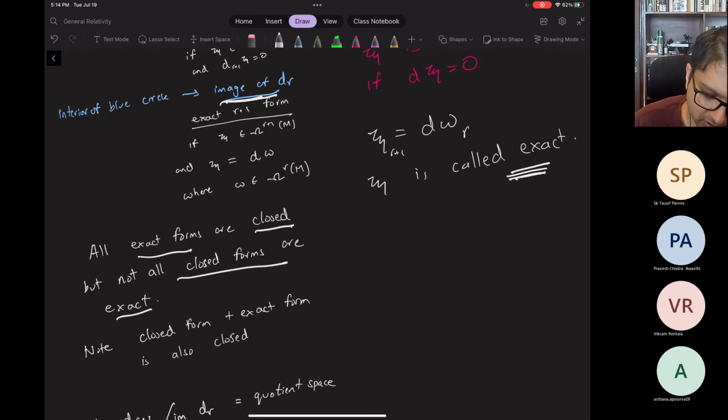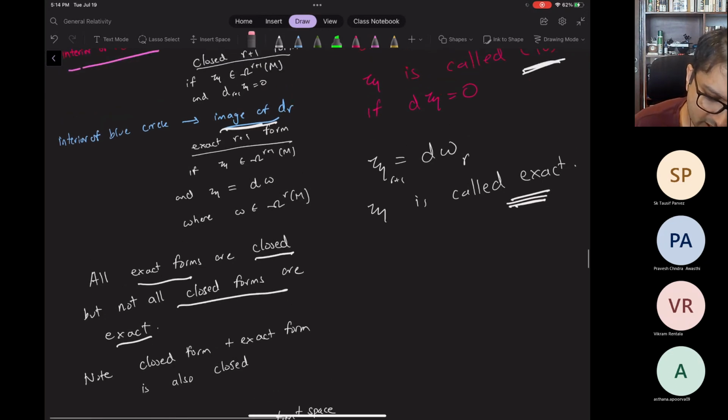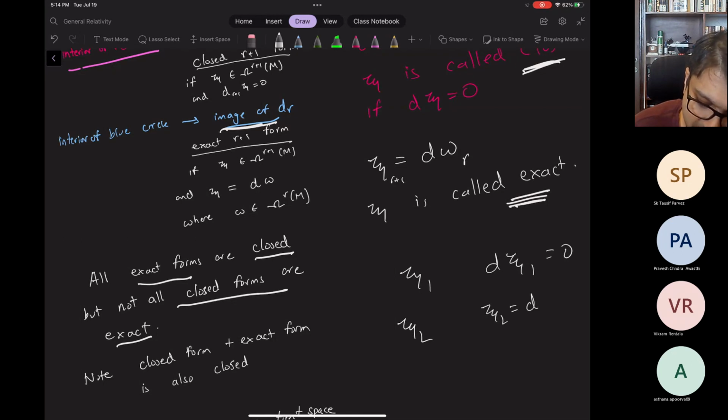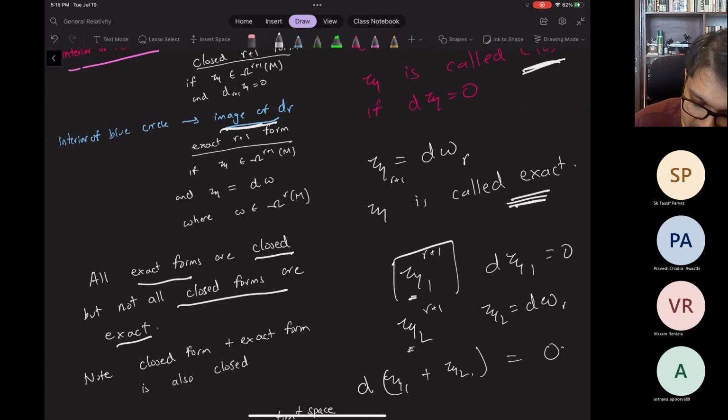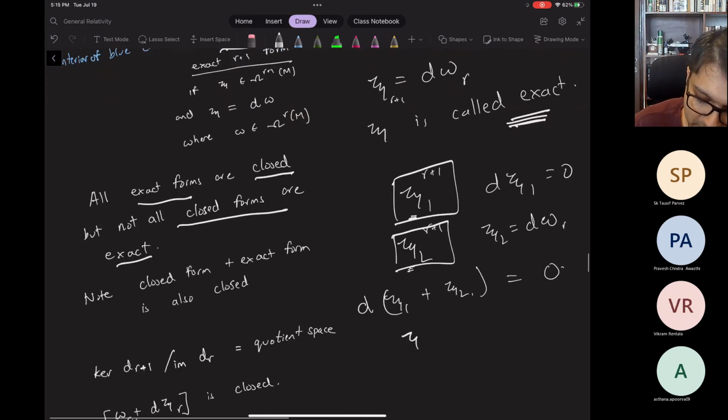Also, if I have a closed form, let's call it ξ1, which means dξ1 = 0, and ξ2 is an exact form, that is ξ2 = dω, so these are both (r+1)-forms and ω is an r-form, then the claim is that ξ1 + ξ2 is also closed. That's obvious because ξ1 is closed and ξ2 is closed. But ξ2 happens to be exact, while ξ1 is not exact, so ξ1 + ξ2 will also not be exact.